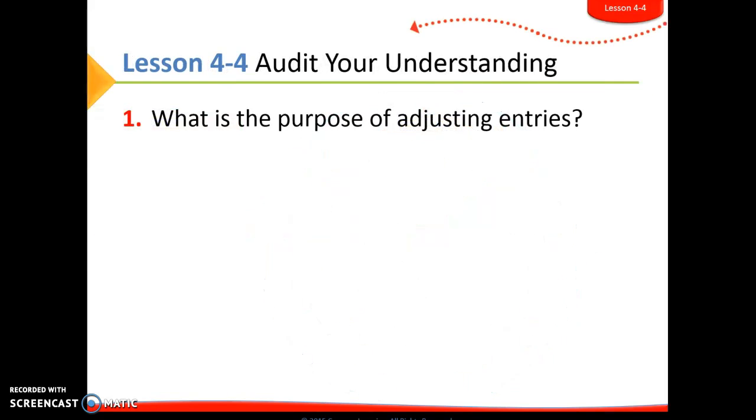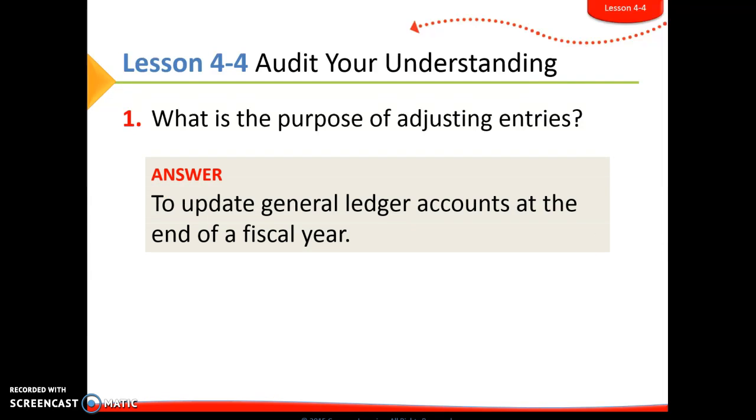Great. Audit your understanding. Question number 1. What is the purpose of adjusting entries? We have to do adjusting entries to update our general ledger accounts at the end of the fiscal period. So the example that I like to use is for supplies. When we buy supplies, we keep on adding to our supplies account. So we might look at the end of the year, and in our supplies account in our general ledger, it shows that we have $500 worth of supplies.